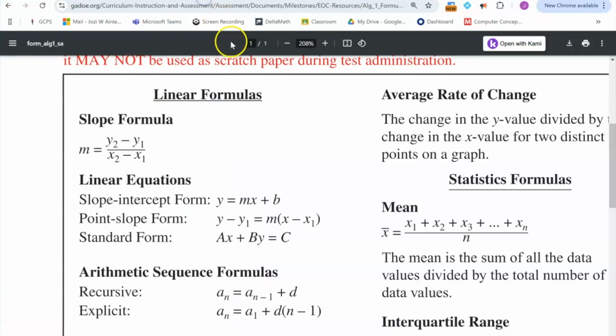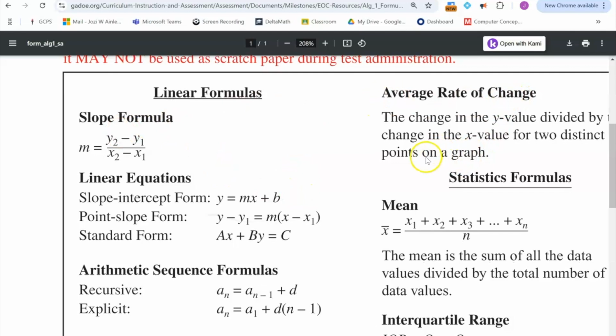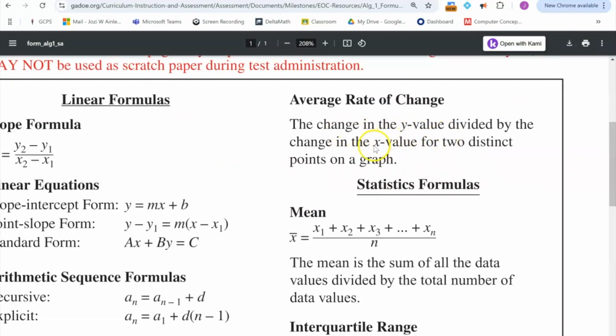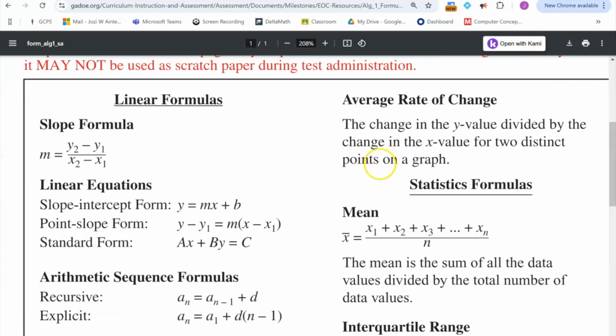We're going to go to our reference sheet, our formula sheet, and find average rate of change. It's right here at the top. What does it say? The change in the y value divided by the change in the x value for two distinct points on the graph. And what does that sound like? It sounds exactly like the slope: y2 minus y1, divided by x2 minus x1. The only difference is that it has two distinct points on the graph. In other words, they're going to give you x2 and x1. That is it. So we're going to start off by putting this in our calculator.